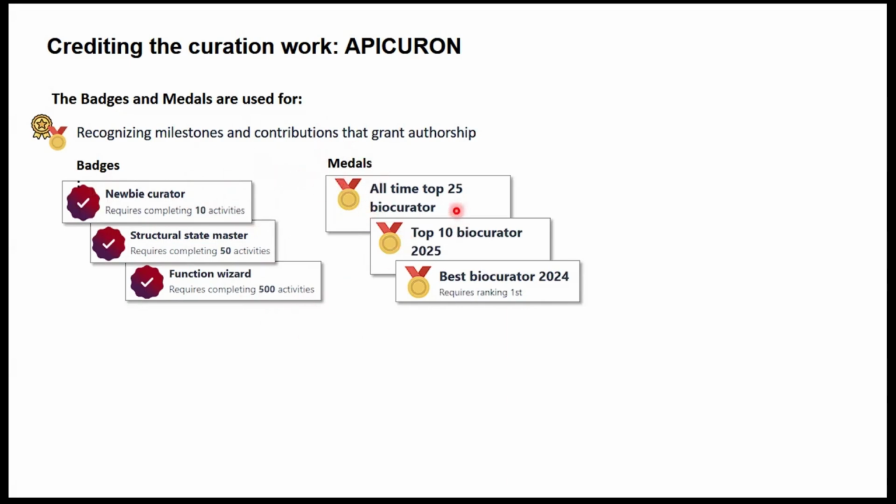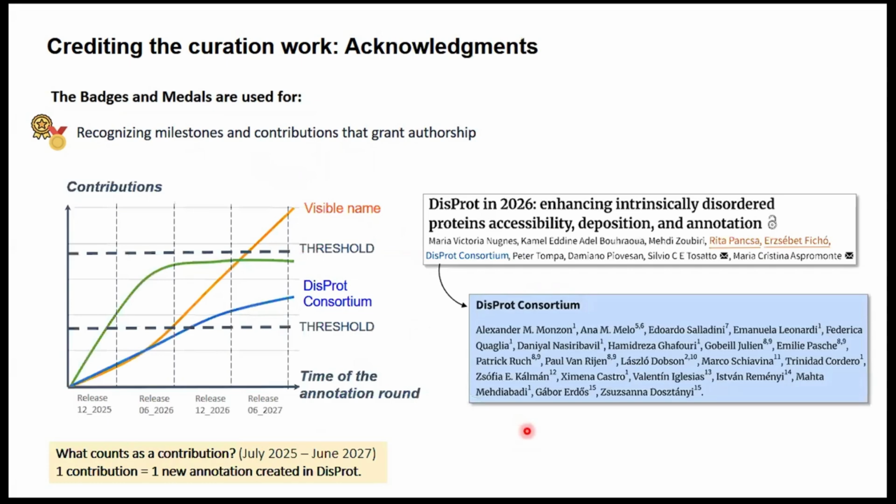And something similar for medals. Medals are, for example, all-time top 25 Biocurator, or top 10 Biocurator from 2025, or the best Biocurator that we had in 2024, or things like that, okay? So these kinds of badges we also use for assigning different kinds of contributions and creating two different groups, let's say, of curators. And based on these groups, we do different kinds of acknowledgement.